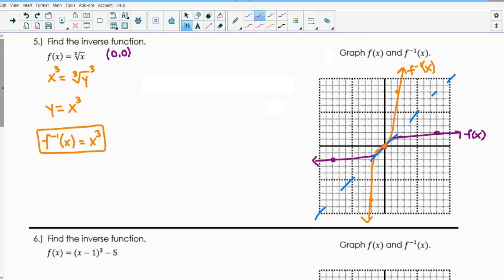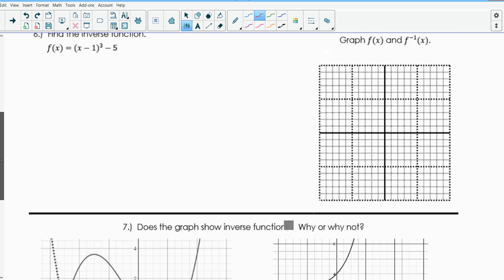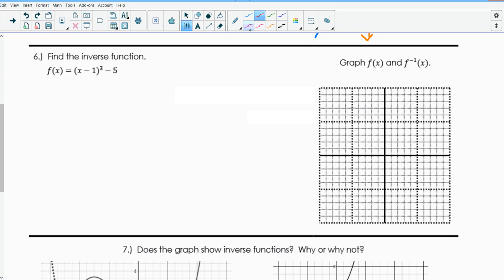Okay, so let's keep going. Alright, now we want to find the inverse of a cubic function. So we're cubing right now. Okay, I'm going to start by graphing this first. So the coordinate would be at 1, -5. So opposite and the -5. So if I plot at 1, -5, I'm here.